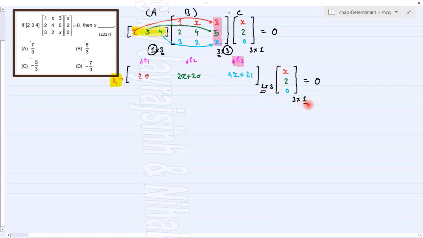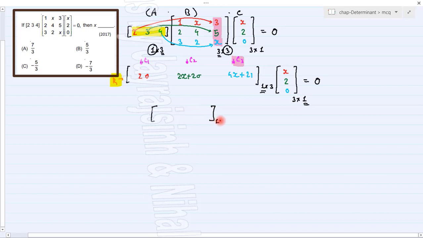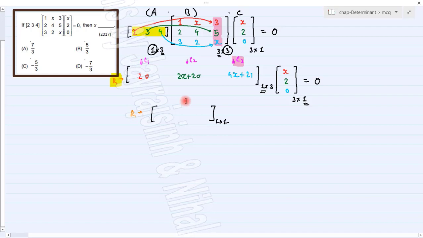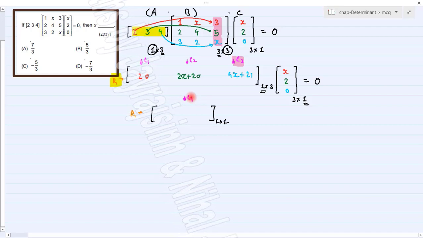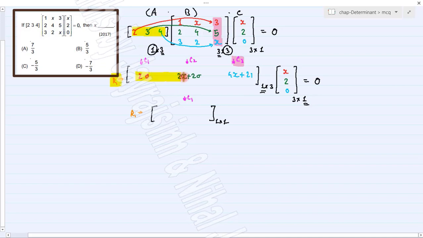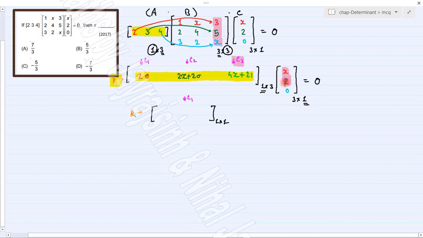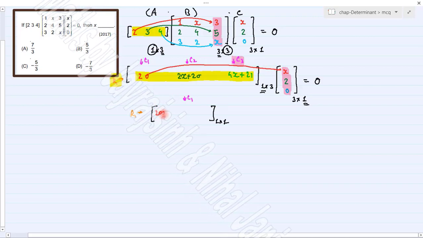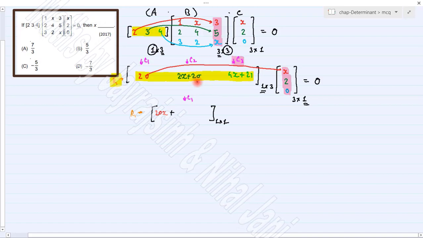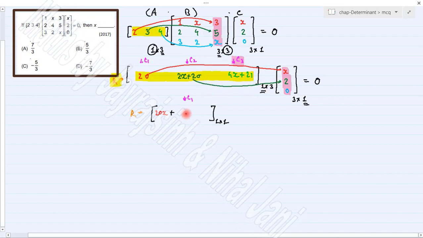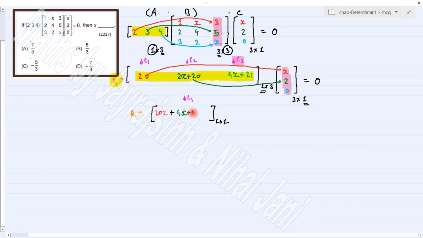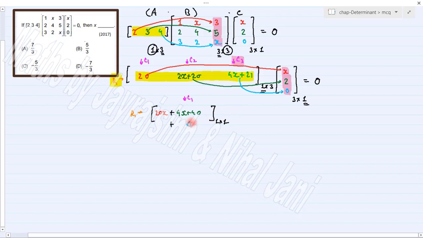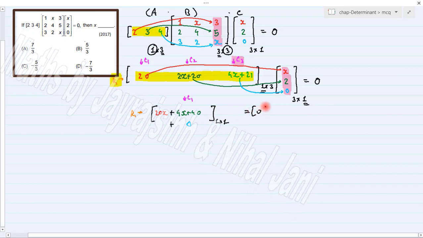Your resultant matrix will be of order 1 cross 1. That means we will have only one row and one column. So let's obtain it by multiplying your first row and first column. 20 multiplied with x will give us 20x, plus 2x plus 20 multiplied with 2 will give us 4x plus 40, plus 4x plus 20 multiplied with 0 will give us 0, is equal to the 0 matrix.